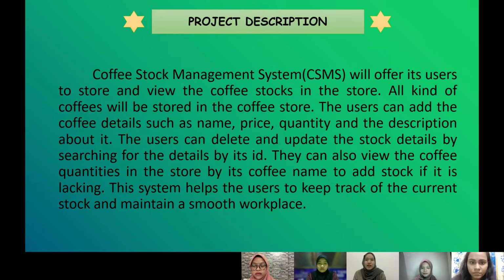Project description. Coffee Stock Management System (CSMS) will offer its users the ability to store and view the coffee stocks in the store. All kinds of coffees will be stored in the coffee store. The users can add the coffee details such as name, price, quantity, and the description about it. The users can delete and update the stock details by searching for the details by its ID. They can also view the coffee quantities in the store by its coffee name to add stock if it is lacking. This system helps the user to keep track of the current stock and maintain a smooth workplace.